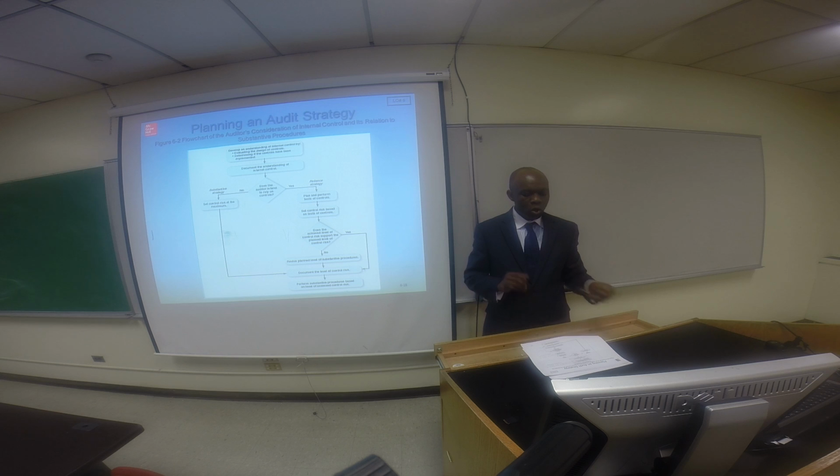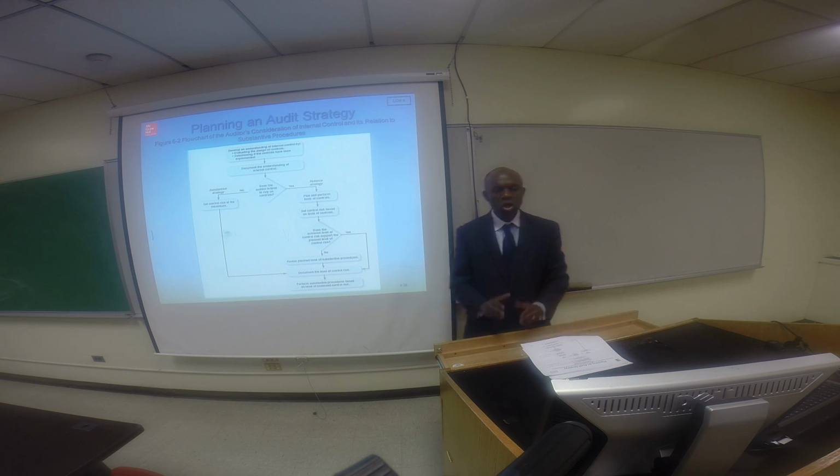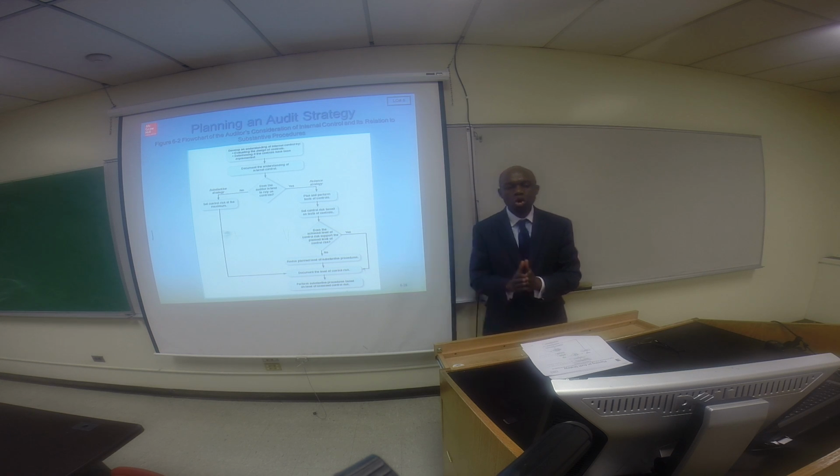Then the question is, does the auditor intend to rely on those controls? If the answer is no, then the auditor needs to set control risk at the maximum, and we are going to talk more about that eventually. Then the auditor will adopt the substantive strategy. There are different situations whereby the auditor will set the control risk at the maximum. One of them will be the controls are worthless, they are not working, they are not properly designed.